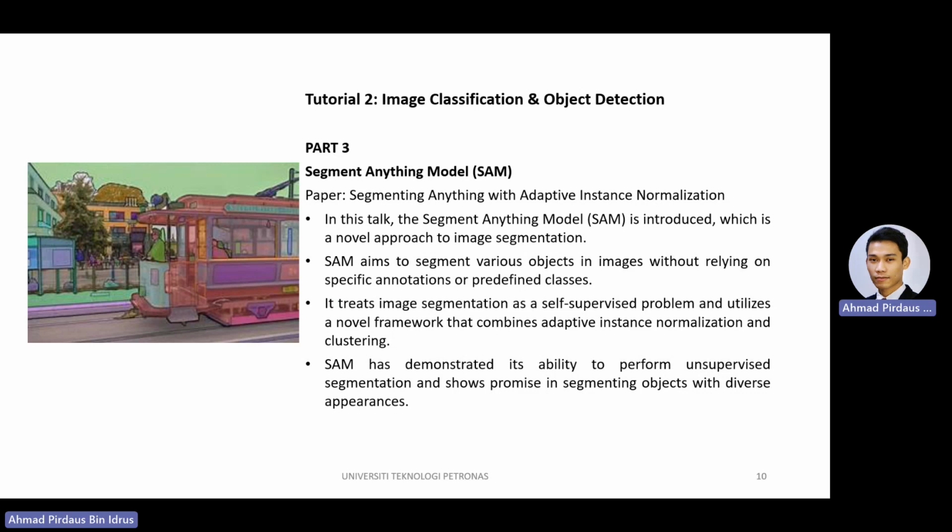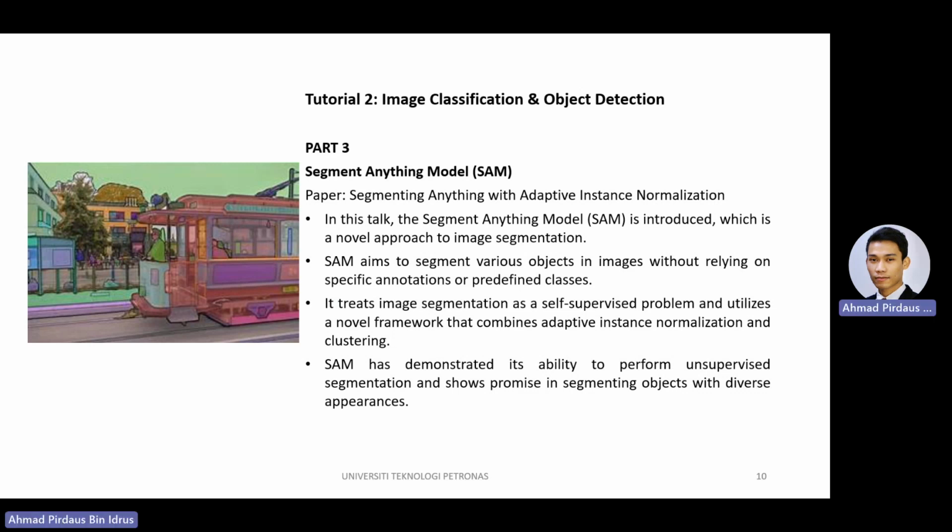SAM aims to segment various objects in images without relying on specific annotation or predefined classes. It treats image segmentation as a self-supervised problem and utilizes a novel framework that combines adaptive instance normalization and clustering. SAM has demonstrated its ability to perform unsupervised segmentation and shows promise in segmenting objects with diverse appearances.